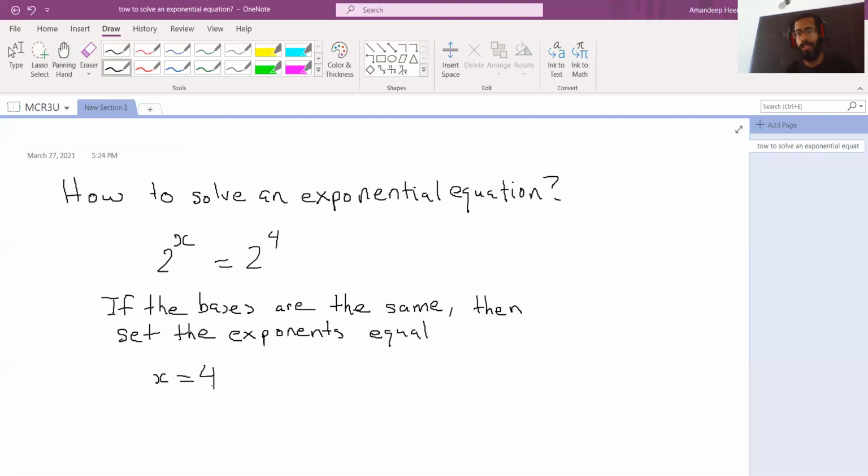Obviously, this is a simple example, but the idea is that when you're solving an exponential equation, you first ask yourself, are the bases the same? If yes, then you just set the exponents equal. That's kind of the nutshell of how to solve an exponential equation.